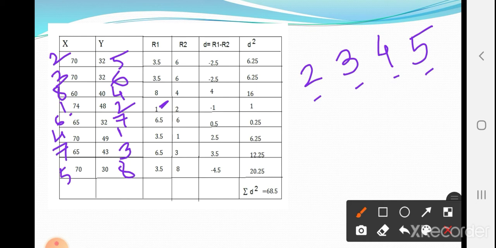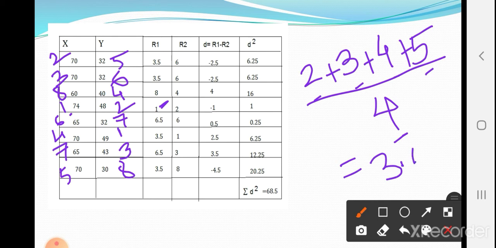So calculate the average of these values. So 2 plus 3 plus 4 plus 5 divided by 4. There are 4 values, that means 70 is repeated 4 times. So 2 plus 3 plus 4 plus 5 divided by 4 is 3.5. So write down the rank for the value 70 as 3.5. So for the first 70, 3.5, then 3.5, 3.5 and 3.5.